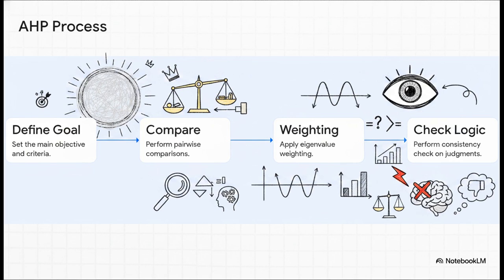The actual mechanics of AHP are just fascinating. You define the goal, and then you perform what are called pairwise comparisons. You only ever compare two things at a single time, basically asking, okay, how much more important is X than Y? But the real magic happens in step 4, the consistency check. AHP uses eigenvalue math, which acts like a built-in lie detector to actually detect if human judgments are becoming too contradictory to be reliable. It literally tells you if your own logic is flawed.